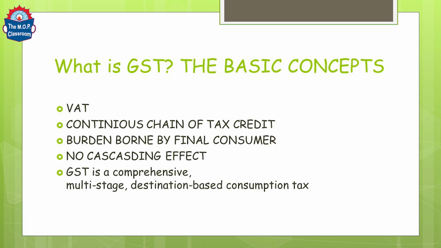Continuous chain of tax credit means there are a lot of intermediary people in the system. Okay. So, whatever the tax that is being paid by the first person, he will be taking benefit of the tax that is being paid and only the tax on value addition should be paid to the government. So, it is a continuous chain till it reaches the end consumer, the final consumer. So, that is why it is called a continuous chain of tax credit.